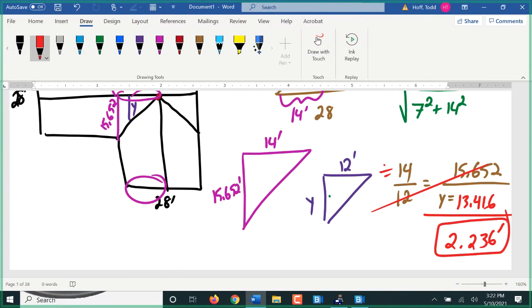Those of you that haven't noticed yet, anytime you have a common hip or valley, common hip or valley means all slopes are the same. 6/12 slope. I'm okay with you leaving those as decimals for now. We can come back and turn them into feet and inches. I trust that you guys can do that process. We've done it enough this semester, so I'm not going to pound it into you here.